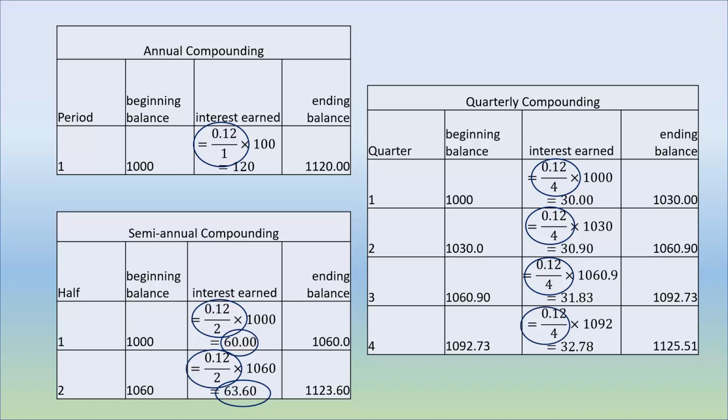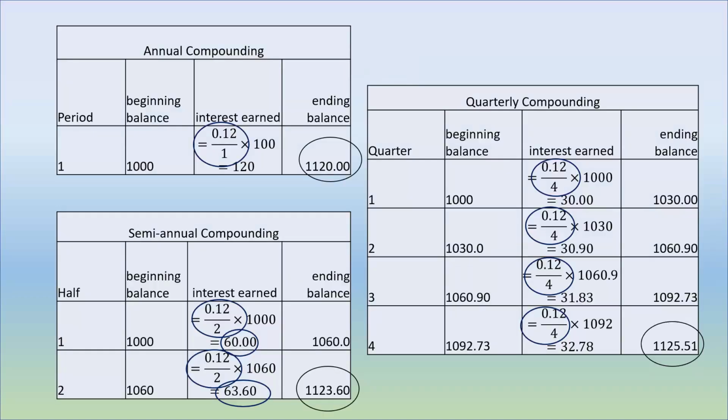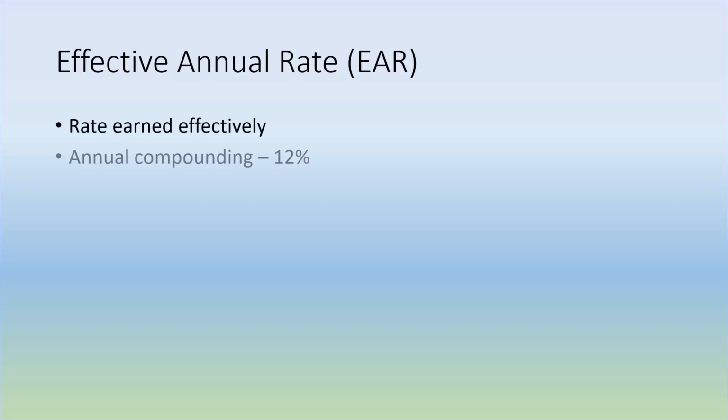Now in other words, if we compare the 3 results, with annual compounding we got 1120, with semi-annual the value increased to 1123.6, and with quarterly it increased even further to 1125.5. So this is the concept of effective annual rate. Even though the rate of interest was 12% per annum, with quarterly compounding we seem to be coming out the biggest winner among all these 3 categories. So the effective annual rate is the rate of interest that is effectively earned. It is not quoted as APR.